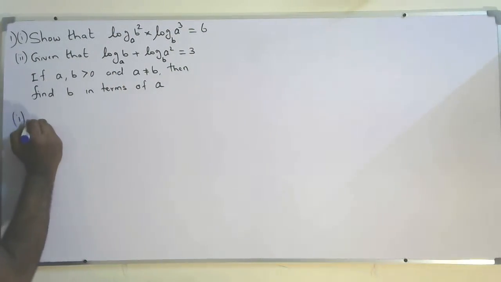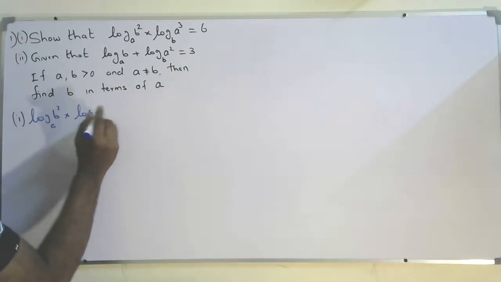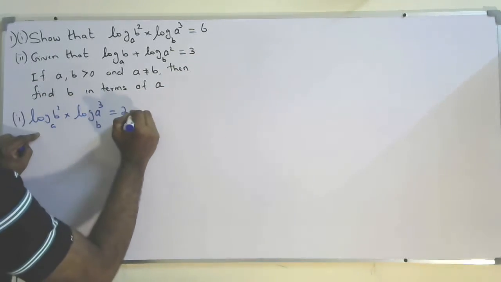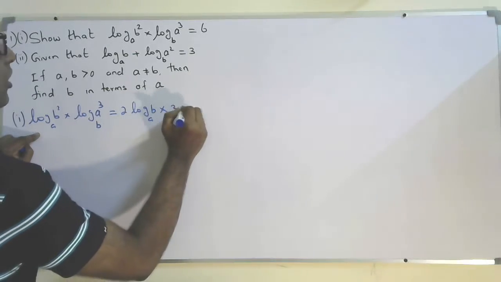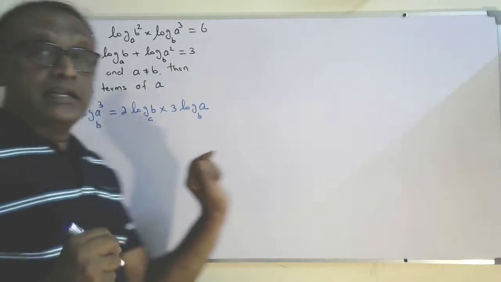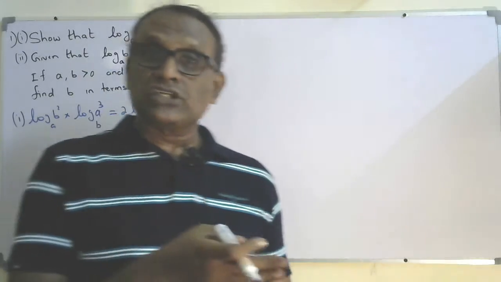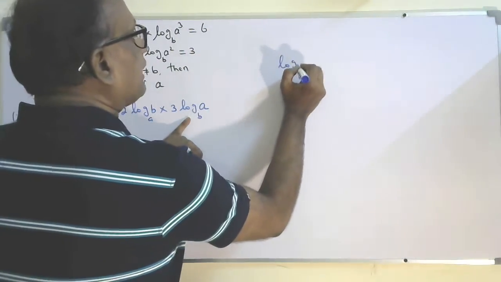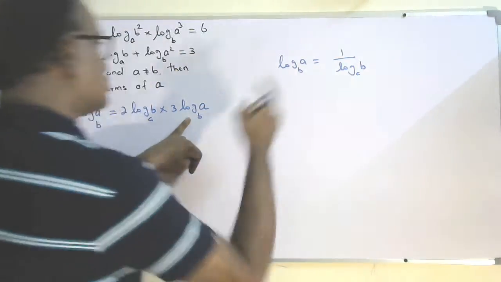So the first part, I can write log a of b squared times log b of a cube. If I use the power rule, it will become 2 log a of b times 3 log b of a. Now I can write log b of a by using the rule related to conversion of base. I can write log b of a equal 1 over log a of b. So I'm going to use that one.